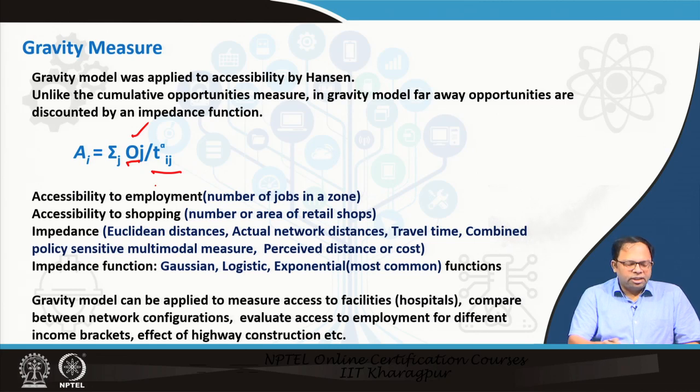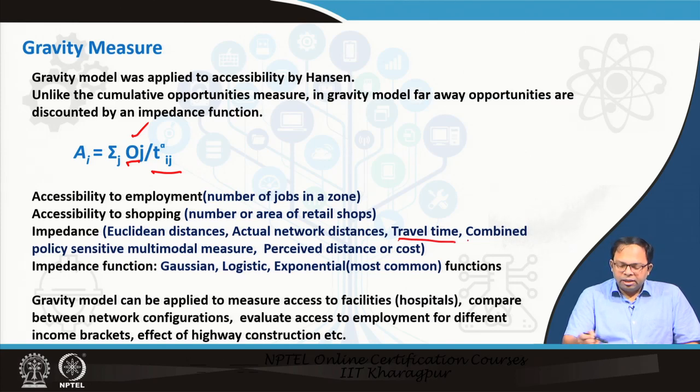We could determine accessibility to employment, which is the number of jobs in a zone. We can determine accessibility to shopping, the area of retail shops. We can use this Oj value as the number or the area of retail shops. In the impedance function, we can use Euclidean distances, that means straight line distances, actual network distances, that means we can measure the actual distance along a particular route or road network, and then we can take travel time.